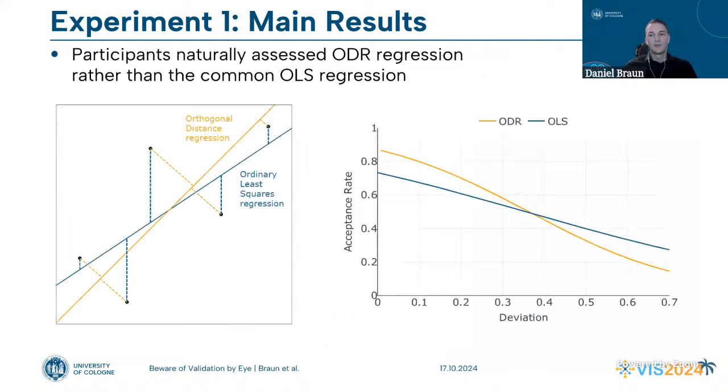In order to find a possible reason for the too steep bias, we conducted a post-hoc analysis comparing the responses with both vertical OLS regression and orthogonal ODR regression as the assumed true model. While OLS regression assumes errors only in the y coordinates, ODR regression assumes errors in both coordinates. And given the improved accuracy in relation to ODR regression, as you can see in the figure on the right, that indicates that participants naturally assessed ODR regression rather than the common OLS regression.